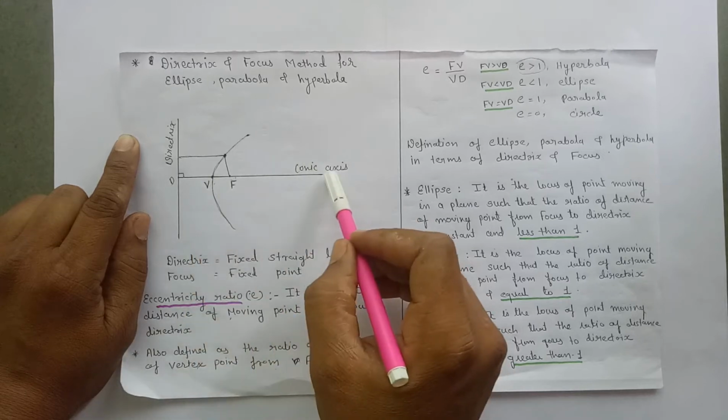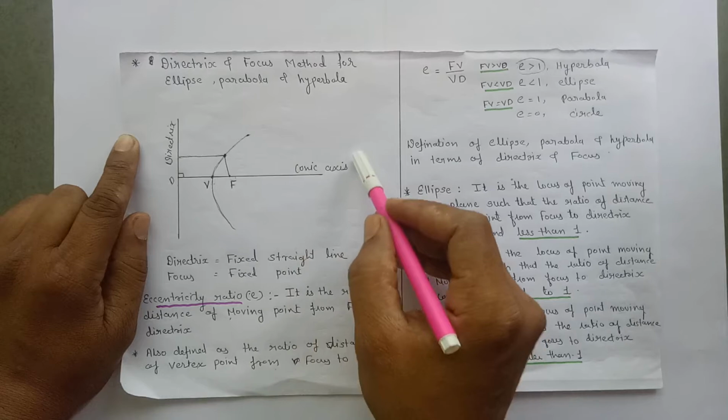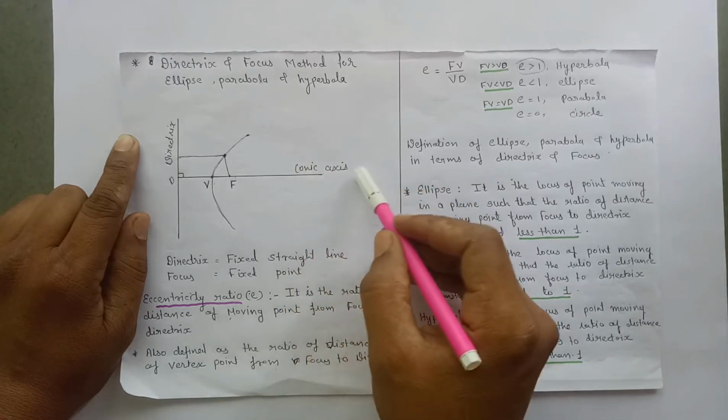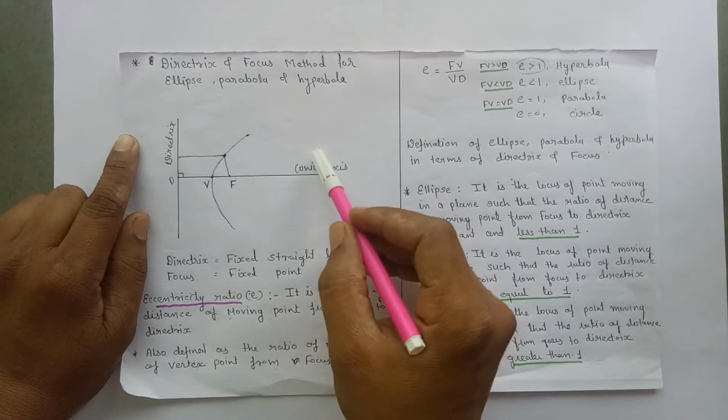Now what is conic axis? It is a line which is perpendicular to the directrix, and we can also say that the conic axis is the axis of the curves or axis of the conic.